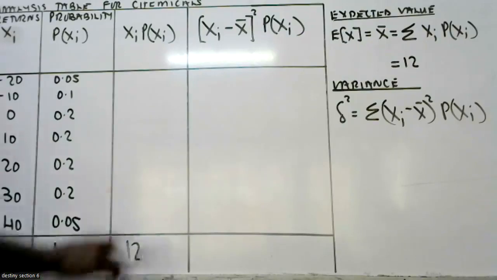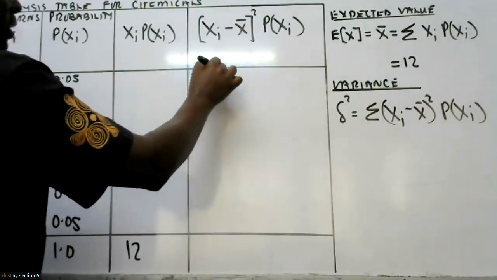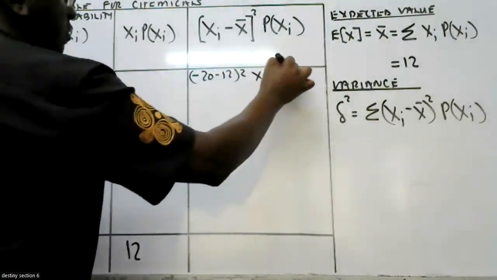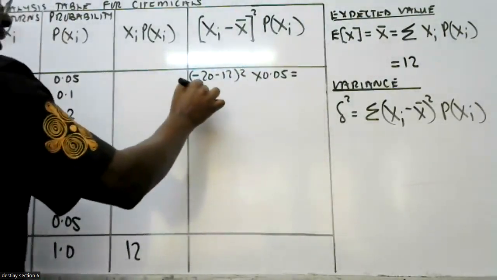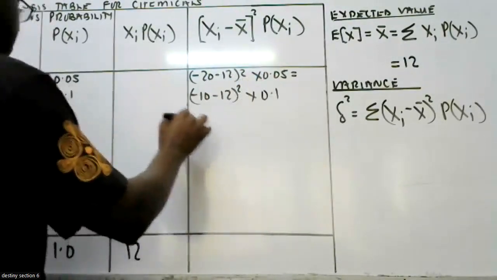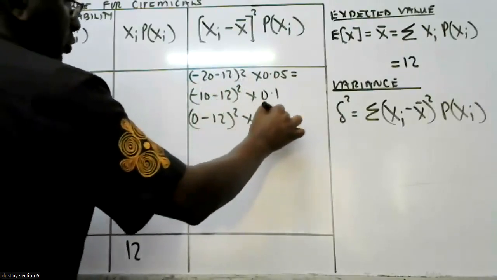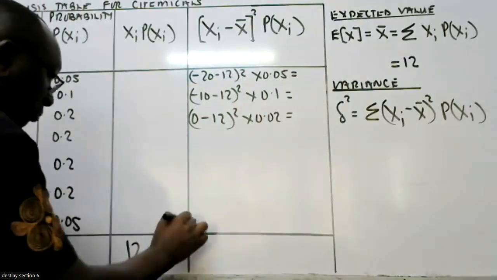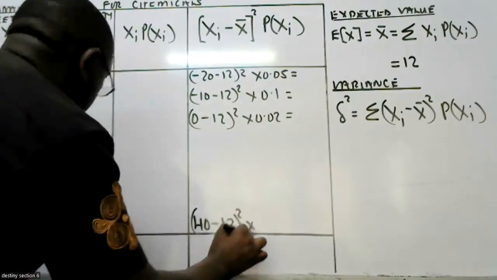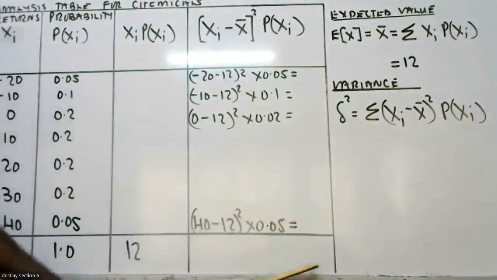So what we shall do, tutarudi kwa hii table, tuseme minus 20 minus 12. You square, you multiply by 0.05, get the answer. Then you say minus 10 minus 12, you square, multiply by 0.1. Then you say 0 minus 12, you square, multiply by 0.2. You do that for all of them, you say 40 minus 12, you square, multiply by 0.05. Then you give me the total down here.